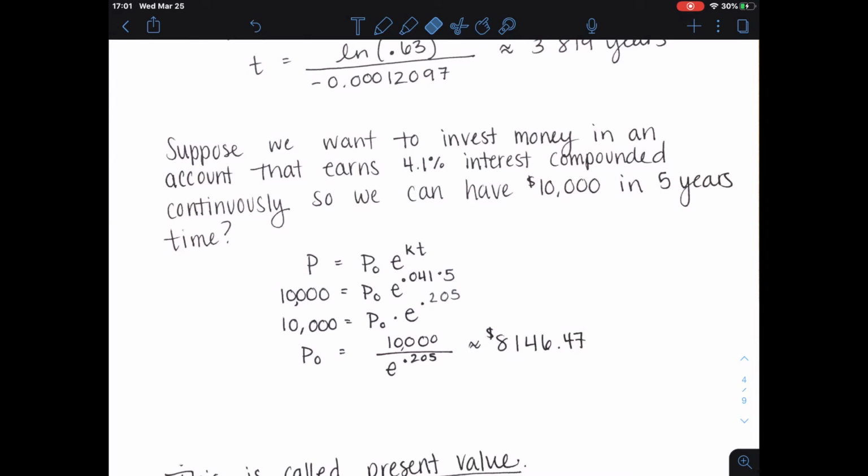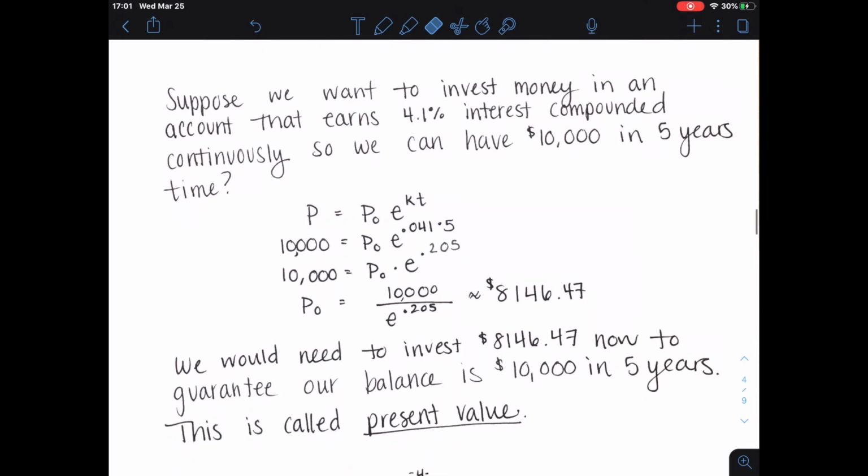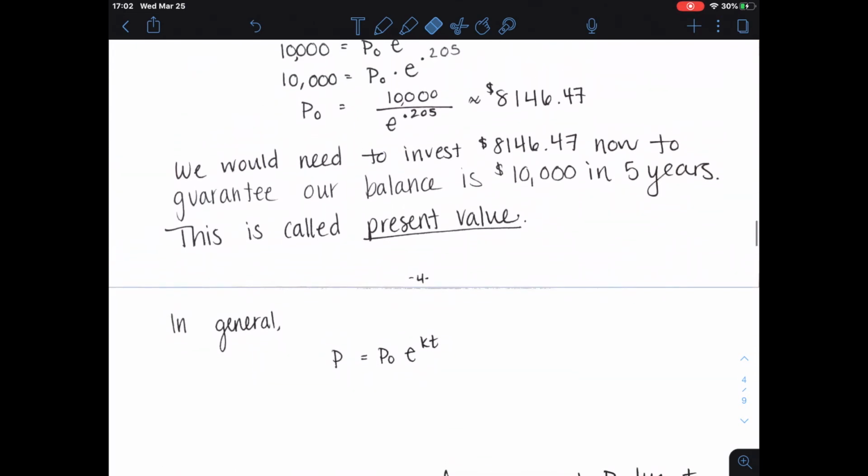So if you plug that into your calculator, if you want $10,000 in your account in 5 years, today you would need to invest $8,146.40. Okay? So that's how much we have to invest to gain what we want in the future. This is called the present value. So what is the present value I have to input to gain this after a specific time?